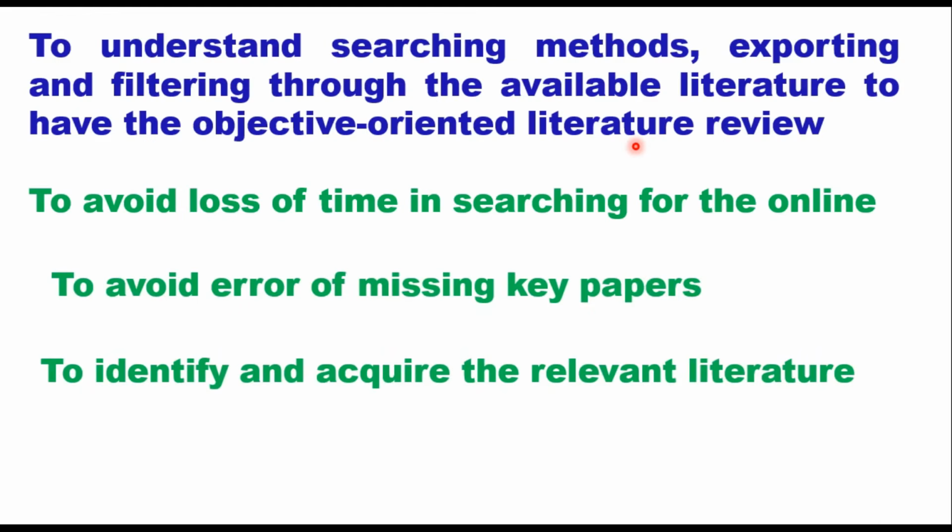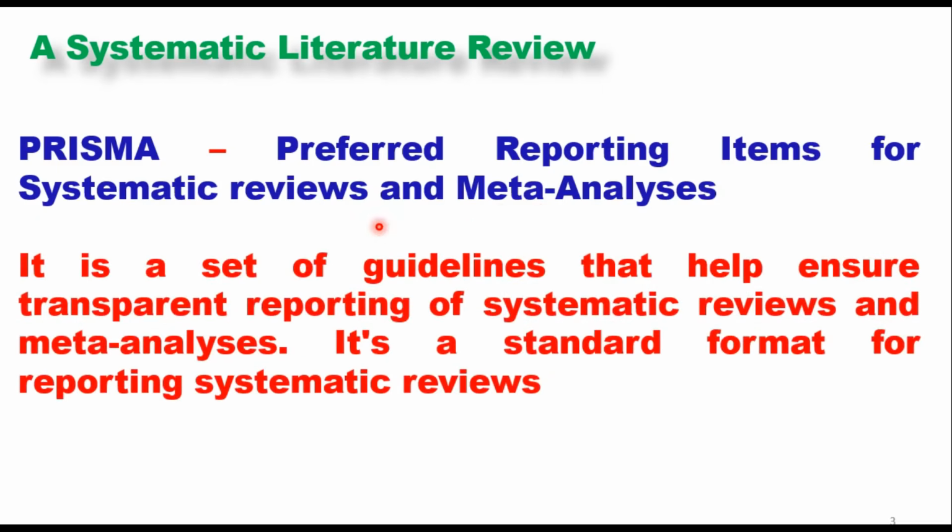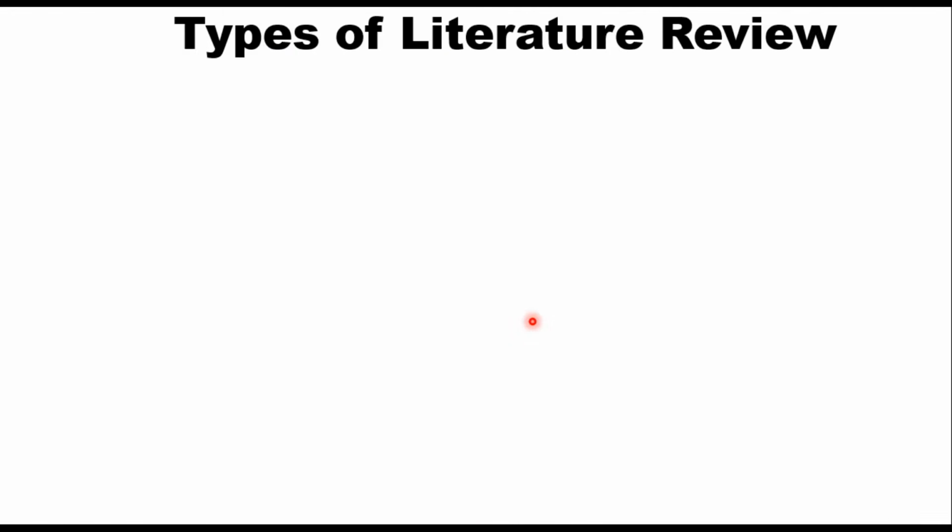Now, this new concept of conducting systematic literature review is based on PRISMA. And PRISMA is abbreviated as Preferred Reporting Items for Systematic Review and Meta-Analysis. This is a set of guidelines that help ensure transparent reporting of systematic reviews and meta-analysis. It is a standard format for reporting systematic reviews, and you will find this PRISMA analysis in many review papers which are published nowadays. There are 6 types of literature review.